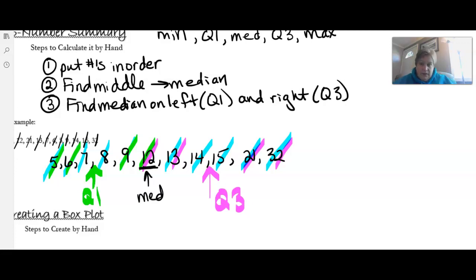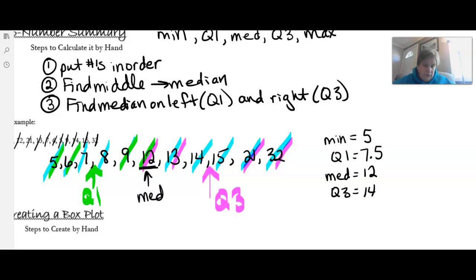All right, so what I have is my min is 5. My quarter 1 is right in between those two, which is 7.5. If it's right in between, you add them up and divide by 2. You're finding the average or the mean of them. And then the median is 12. For quarter 3, again, I add up 14 and 15 and divide by 2, so 14.5. And then my max is 32.